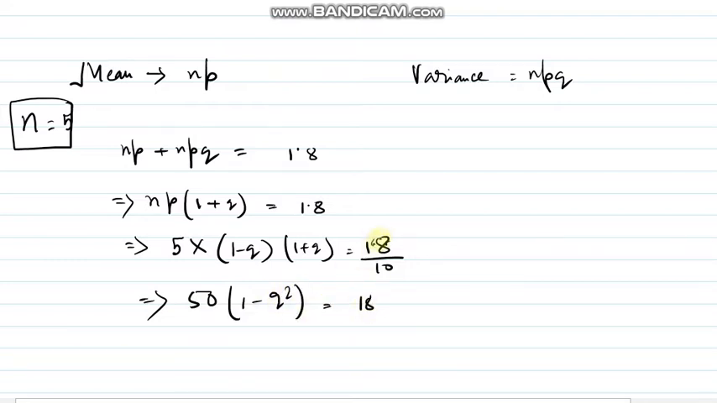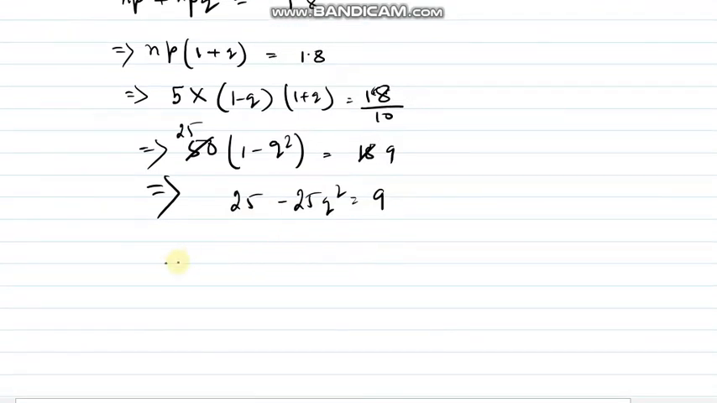So I can just cancel out 2 on both sides. So 25 minus 25q square is equal to 9. So 25q square will be equal to 16. q is equal to plus or minus 4 divided by 5.